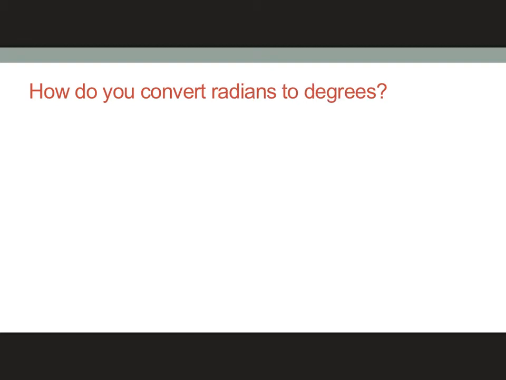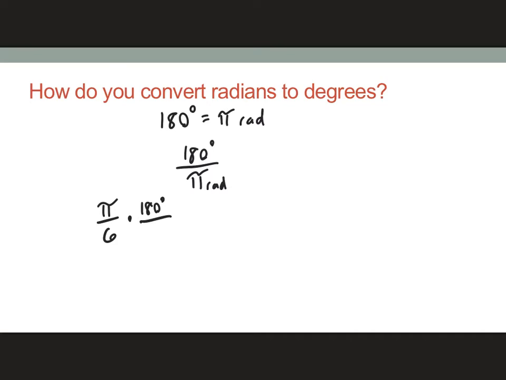So how do we convert radians to degrees? Well, we're still going to use the same conversion rate of 180 degrees equals pi radians. But this time we're not going to multiply by pi over 180. We're going to multiply by 180 degrees over pi radians. So if we were to convert pi over 6 radians into degrees, we would multiply that by 180 degrees over pi radians.